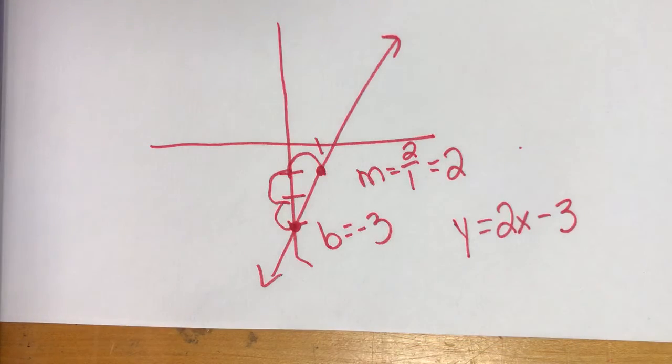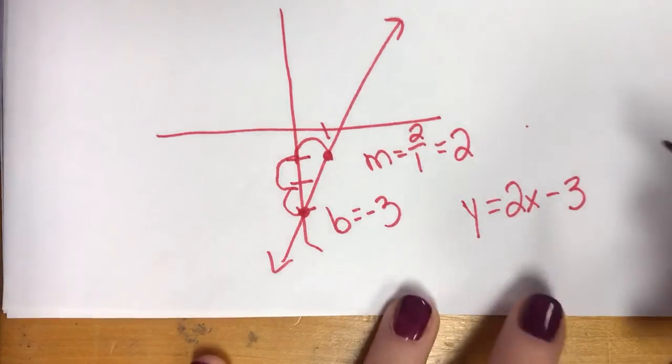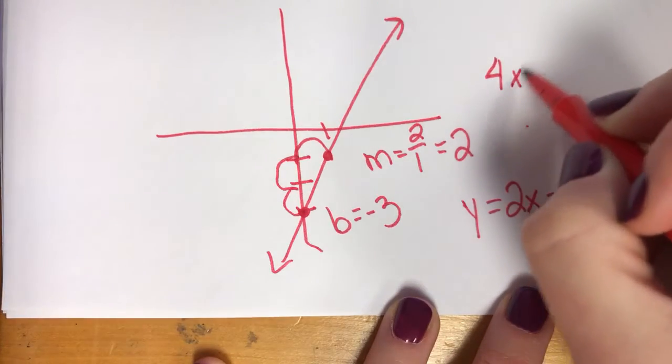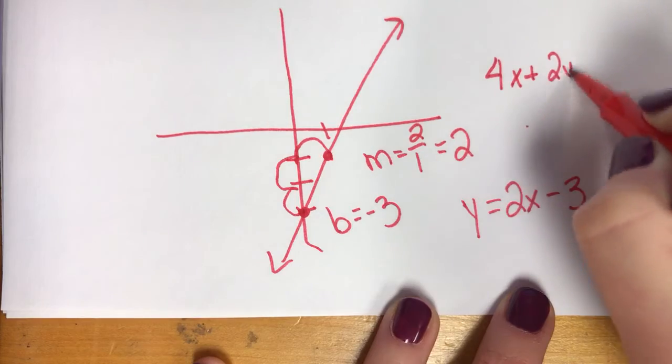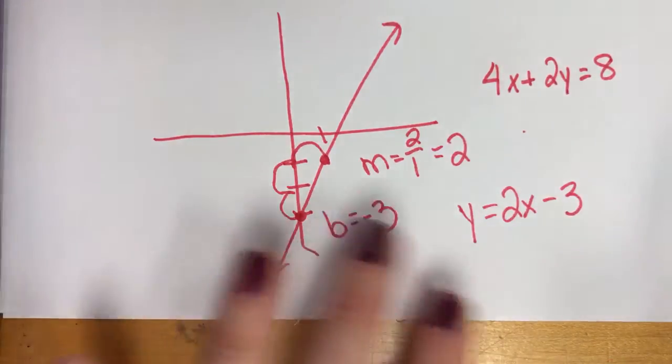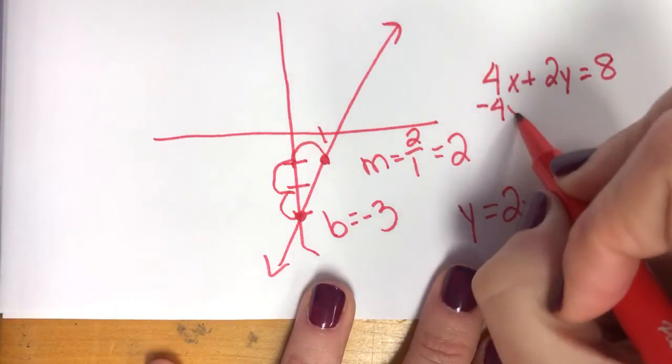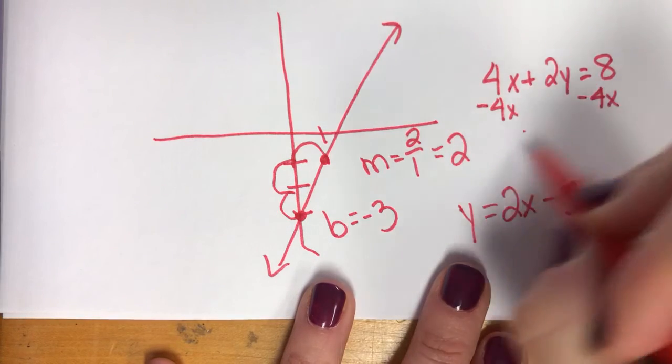Okay, we could then also look at other formats. So if something shows up and it's in the format of maybe 4x plus 2y equals 8, we would need to solve this for y. That would be one option.